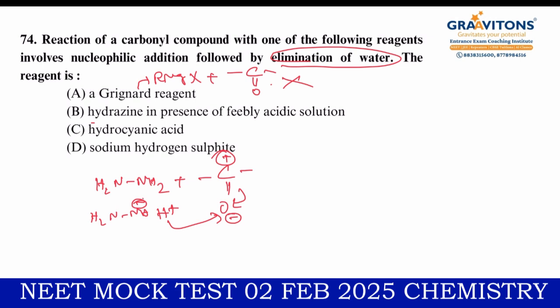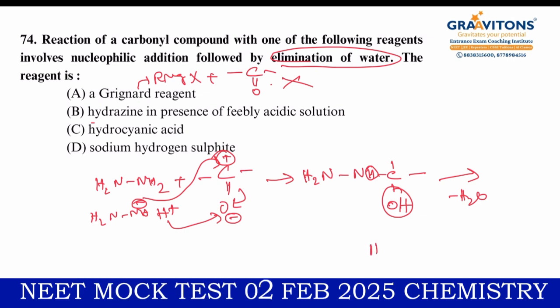okay, and the minus will go to carbon. As a result, we have NH2NHC OH here. Okay, after that you can find the elimination of hydrogen and OH as water here, that leads to N double bond C. So the correct option is B, where hydrazine in presence of feebly acidic solution will have both nucleophilic addition as well as elimination of water.